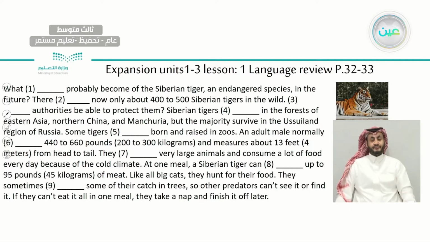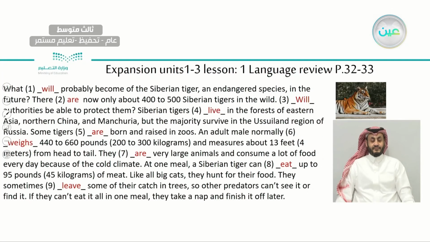Now let's do it together. Let's read it together. I will read, please follow. What will probably become of the Siberian tiger, an endangered species, in the future? There are now only about 400 to 500 Siberian tigers in the wild. Will authorities be able to protect them?